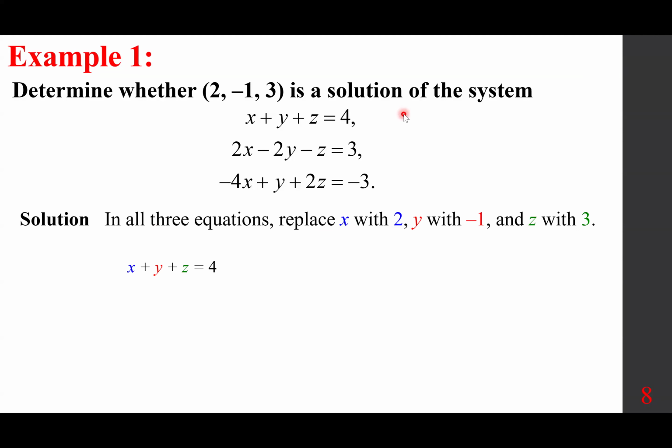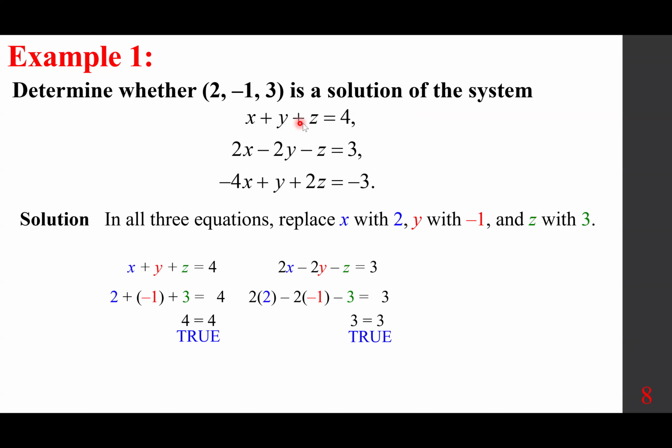x plus y plus z equals 4. So we put 2 plus negative 1 plus 3 equals 4. That's a true statement. So because it works with the first equation, you have to check with the second. 2x minus 2y minus z equals 3, we plug in. It works. That's a true statement.